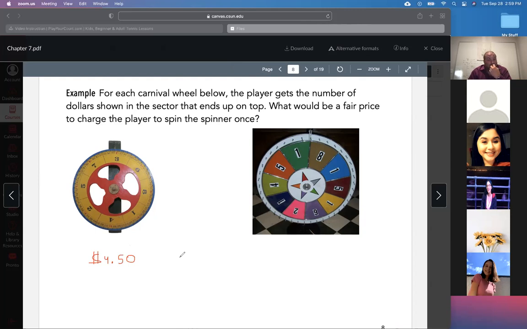What would he charge? Maybe like, well, I would charge like 3, but knowing a carnival, they would charge like 5. Wait. You would charge 3 when the average payout is 4.50? This means on the average, the players are going to win $4.50 every time they play. If you charge 3, you're basically saying, I'm going to lose $1.50 every time you play.